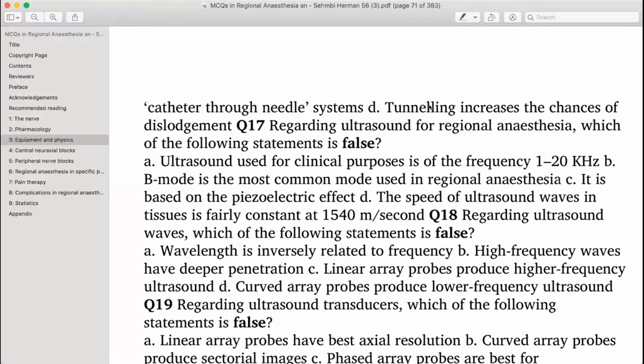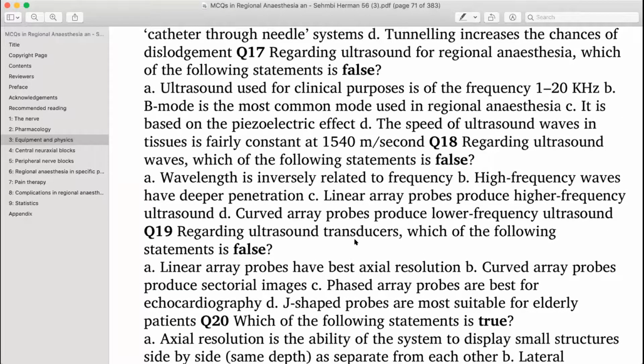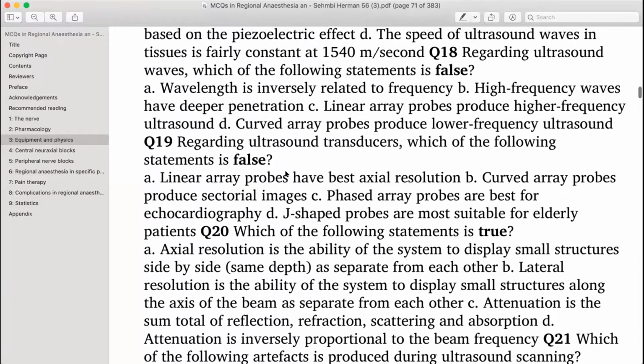Fine. Okay, so we will move to the next question, question number 18, regarding ultrasound. Regarding ultrasound waves, which of the following statements is false? Wavelength is inversely related to frequency. High frequency waves have deeper penetration. Linear array probes produce higher frequency. Curved array probes produce lower frequency. I think this is an easier one. Yes, sir. B is the answer. Correct. Now moving to question 19.